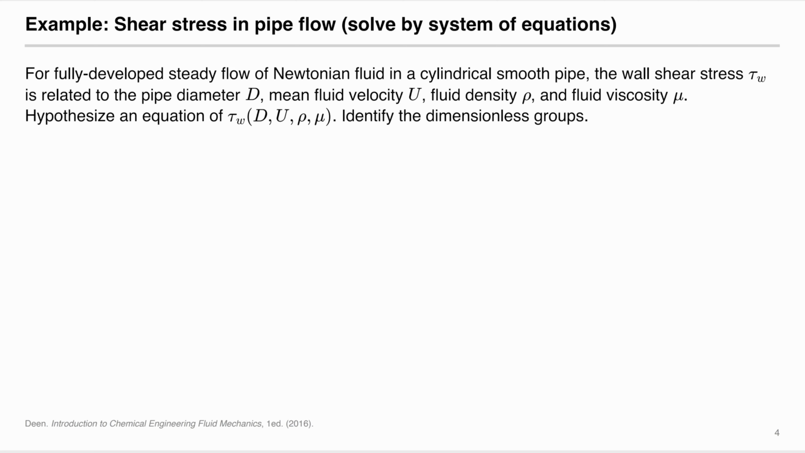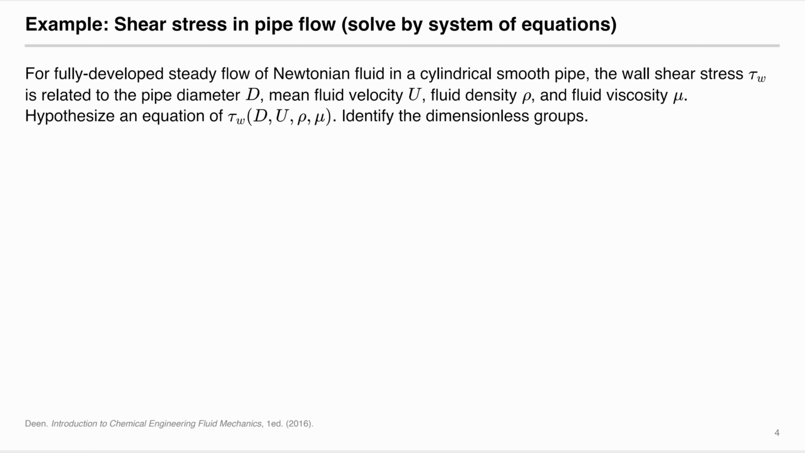Let's look at another example. For a fully developed steady flow of Newtonian fluid in a cylindrical smooth pipe, these are all the assumptions that we need to make. The wall shear stress, tau W, is related to the pipe diameter D, mean fluid velocity U, fluid density ρ, and fluid viscosity mu. Hypothesize an equation that relates all these variables and identify the dimensionless groups.